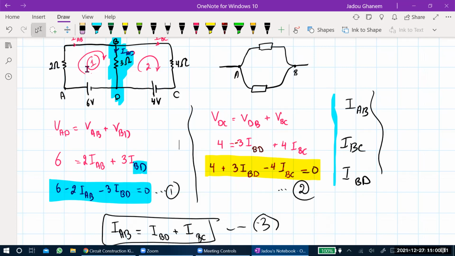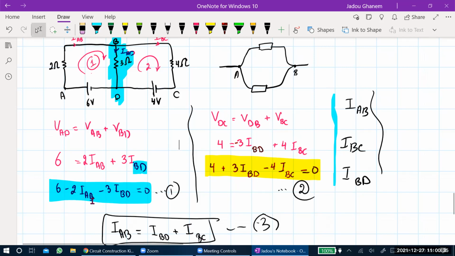Which is the easiest method to start solving such three equations? Do you have an expectation how to find it? There is one method, which is the easiest method. Usually, in the third equation, we have three unknowns: IAB, IBD, and IBC, right? In each of these two equations, we have only two unknowns.